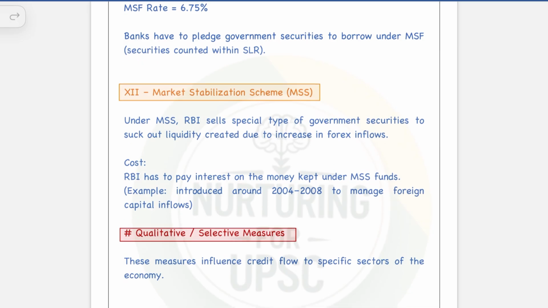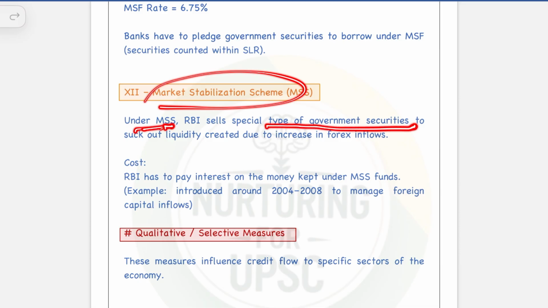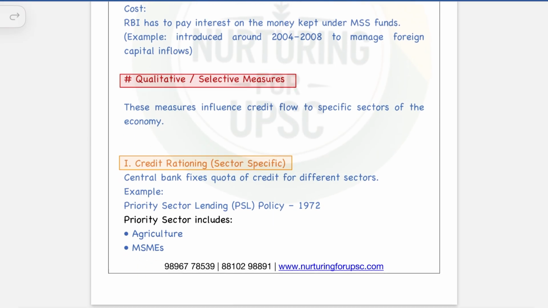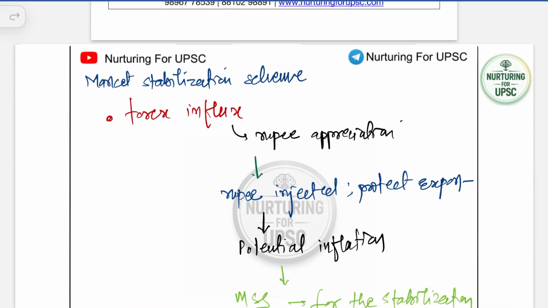Additionally, there is another scheme called the market stabilization scheme, under which RBI sells special types of government securities to suck out liquidity created by forex influx. To discuss it a bit, the market stabilization scheme comes into play when there is a large forex influx. So what will happen when there is a large forex influx? There would be rupee appreciation.